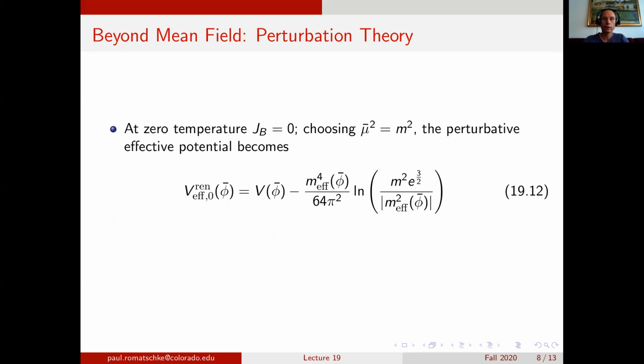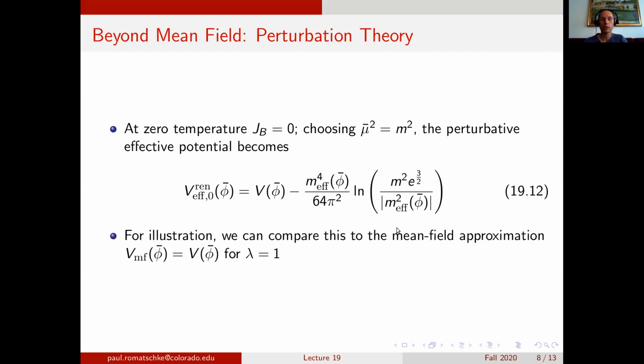Let us now look at what this result implies. To get started, we choose to study the zero temperature case, in which case the function J_B just vanishes. This simplifies the discussion. We also have to choose a value for the renormalization scale mu bar, and we choose mu bar squared being m squared, the mass of the original problem. Using those choices, we find that the perturbative effective potential to leading order in perturbation theory is just given as the sum of these two terms.